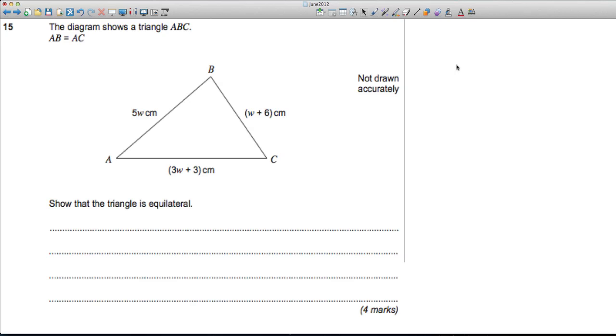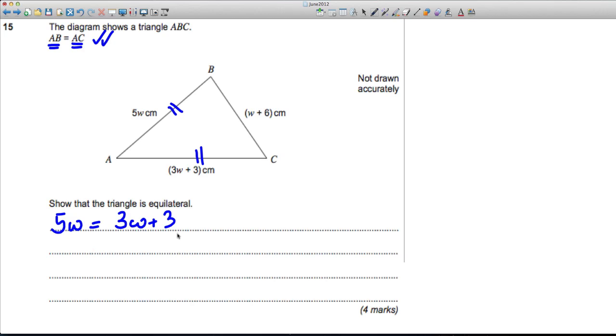Okay, question 15. The diagram shows a triangle ABC. Show that the triangle is equilateral. Now, an equilateral triangle is one where each of the sides are equal to each other. So we need to show that each side is equal to each other. Well, we are told that AB is equal to AC. So AB, this one, is equal to AC. We know that is a fact. So we can state from that that 5w must equal 3w plus 3. That is a fact we know, given we are told this here.